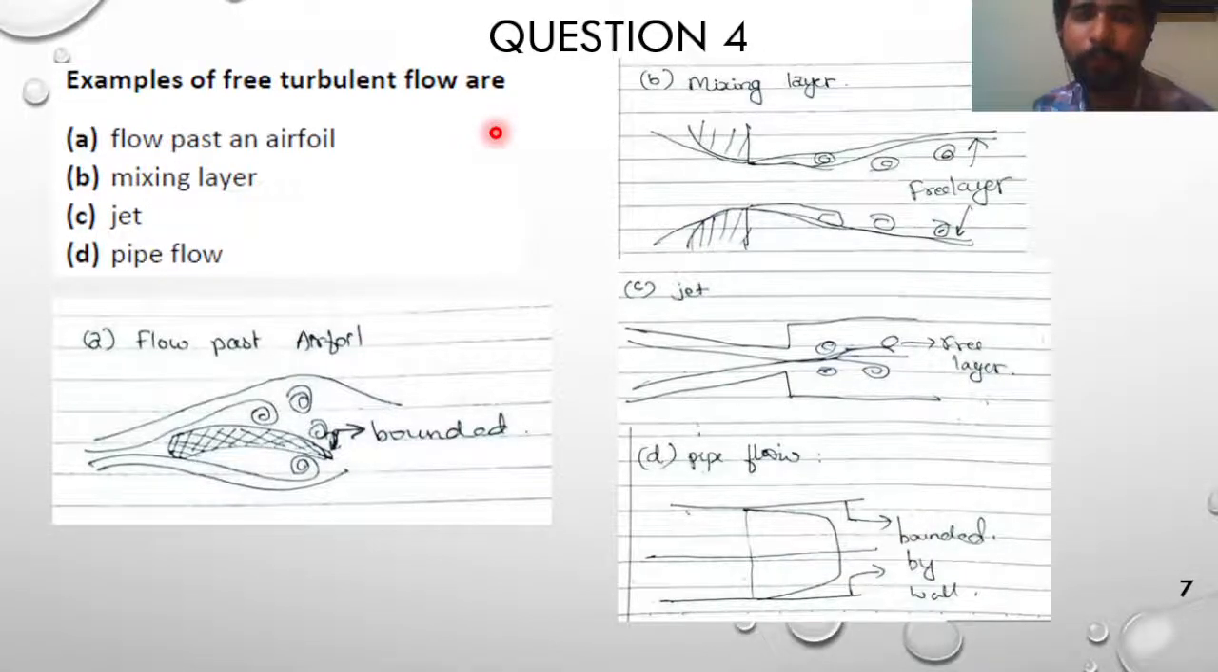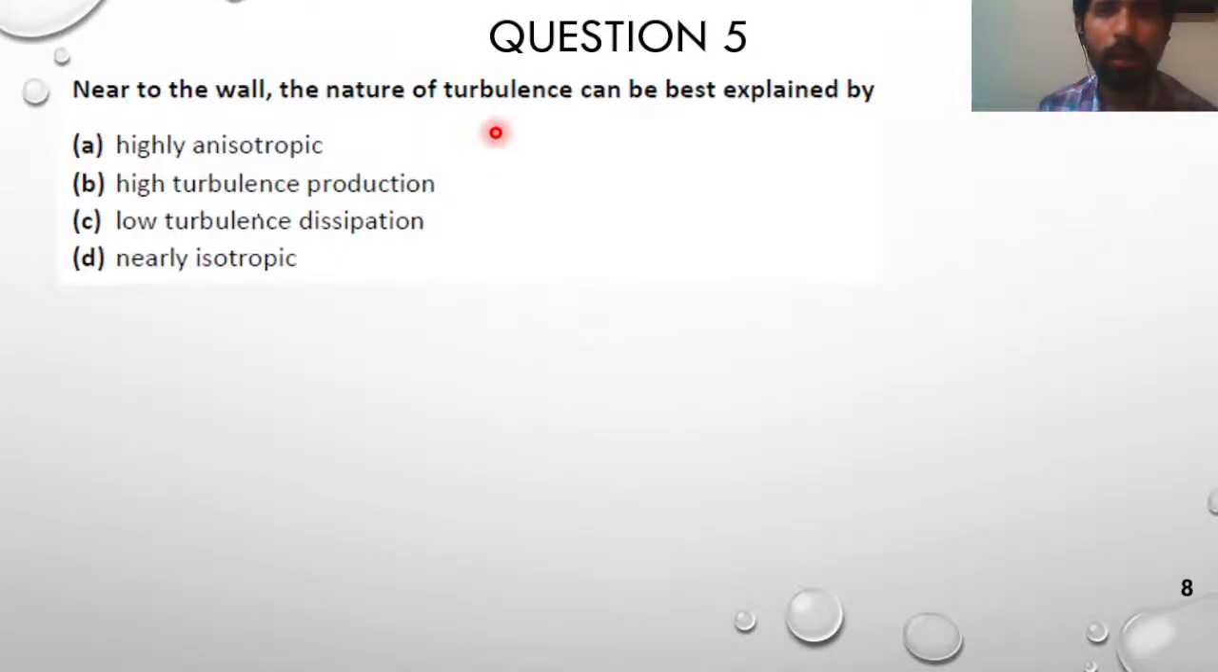Finally, you have pipe flow. Again here, it is bounded by the walls. In a channel it is the top wall and bottom wall, and in a pipe, in general, the wall. The eddies are bounded, so this is again a bounded kind of flow. So the correct answers here are only the mixing layer and the jet, which are the B and C options.